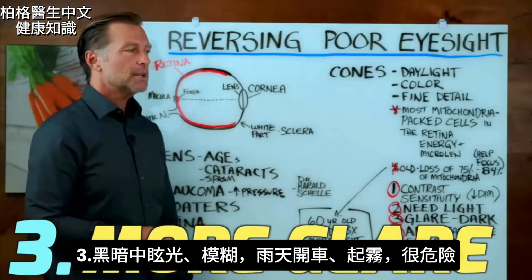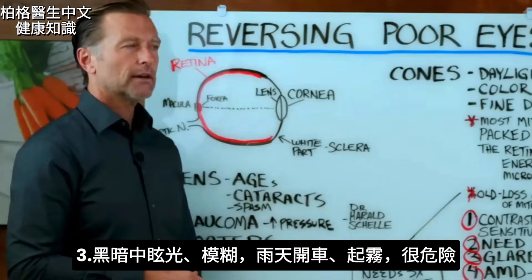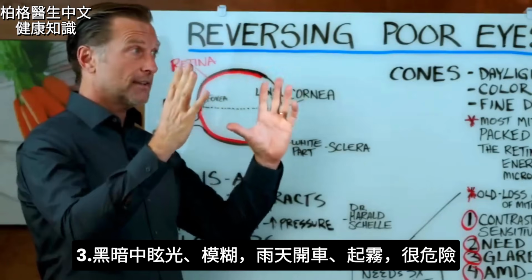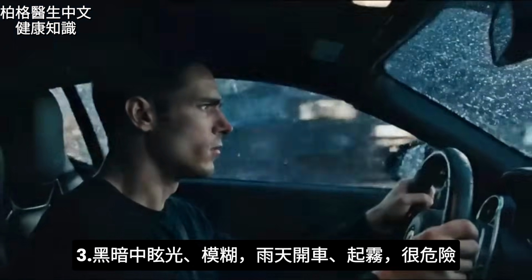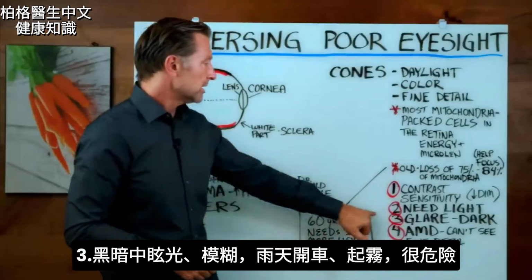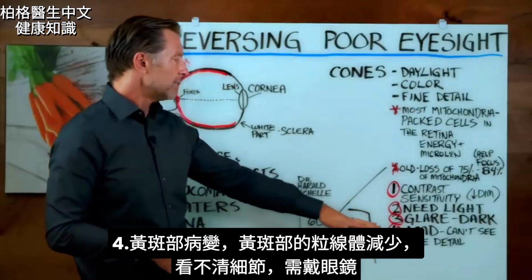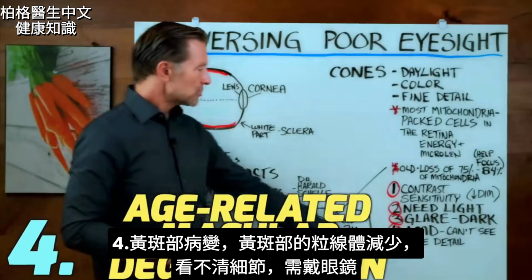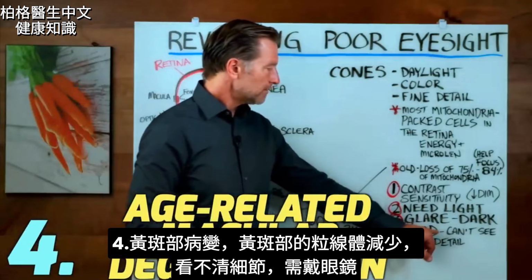Number 3, we start seeing more glare in the dark. Everything starts to really get foggy, and it's kind of dangerous if you're driving when it's raining out, and especially foggy. It's not good. And then number 4 is when you start having more problems with the macula. They call that age-related macular degeneration.